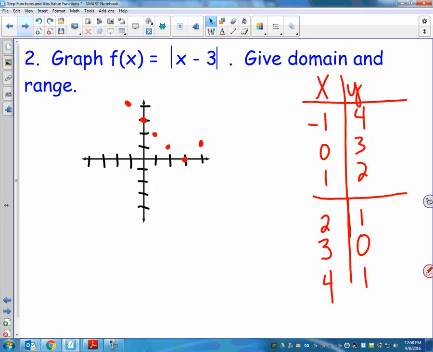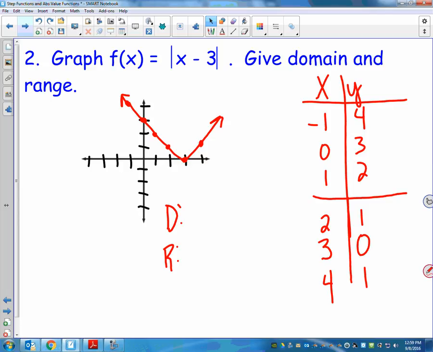So here's also what I don't want you to do. It goes on forever in both directions. So at least you don't have to make this all the way go out just like that. But at least put an arrow on that to show me that you know it keeps going in both directions. Okay? Every absolute value should be a V shape.